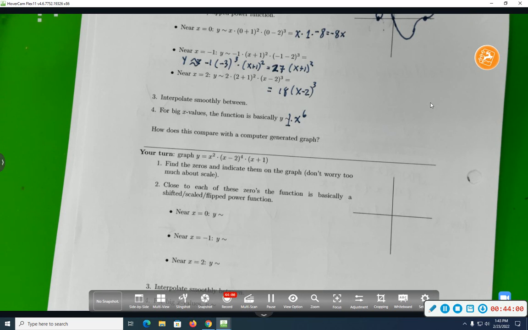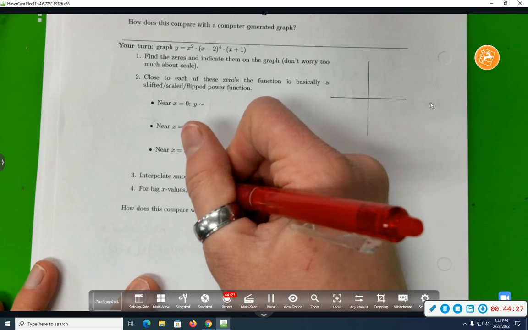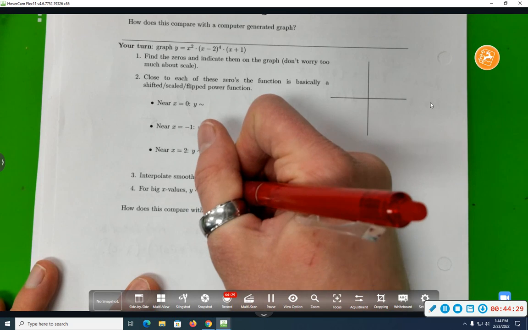This will kick out, if we FOIL that out all the way, an x to the 4th and some other stuff. This would kick out an x. So we have an x squared times an x to the 4th times x. I think the biggest term will be x to the 7th. In general, here's a fact. Degree adds under multiplication. If you have a degree 5 times a degree 7, the degree at the end will be 12. So the degree is 7. For big x values, this will basically be x to the 7th.